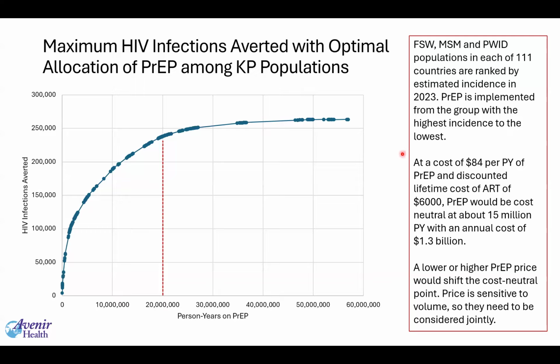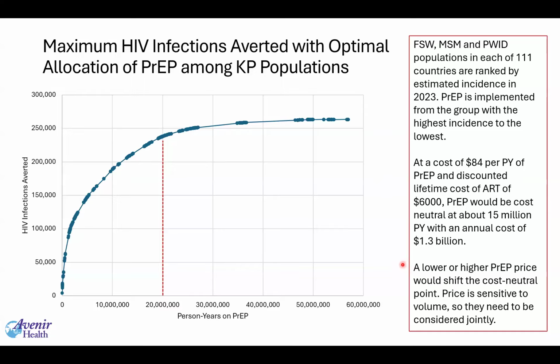Now, another consideration here is the cost of PrEP. And so in this analysis, at a cost of about $84 per person year of PrEP and a discount, and assuming that the lifetime cost of treatment was about $6,000 after taking discounting into effect, we'd expect that PrEP might be cost neutral at about the 15 million person years of PrEP volume, with an annual cost of about $1.3 billion. So that break-even point is the point at which we expect that PrEP would eventually pay for itself in terms of the amount of future treatment costs averted.